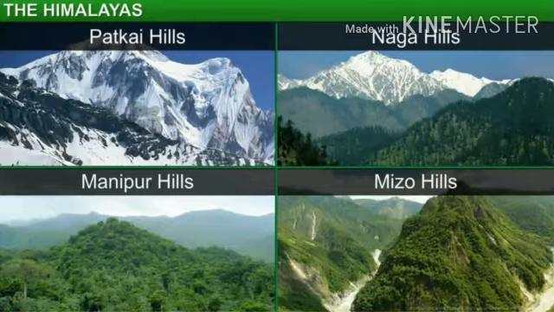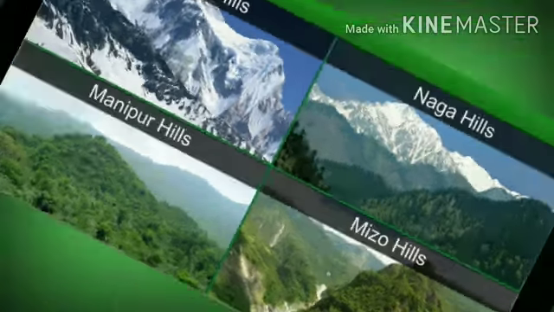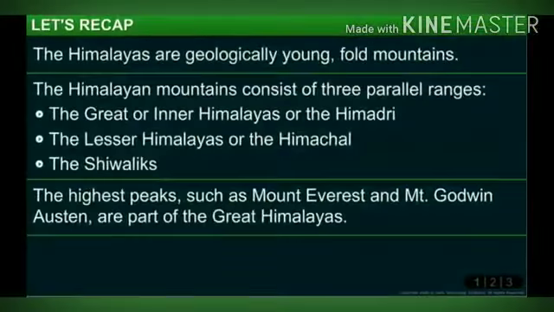So, let's quickly recap what we have covered. In this chapter, you learned that the Himalayas are geologically young fold mountains. The Himalayan mountains consist of three parallel ranges: the Great or Inner Himalayas or the Himadri, the Lesser Himalayas or the Himachal, and the Shivalik. The highest peaks such as Mount Everest and Mount Godwin Austen are part of the Great Himalayas.